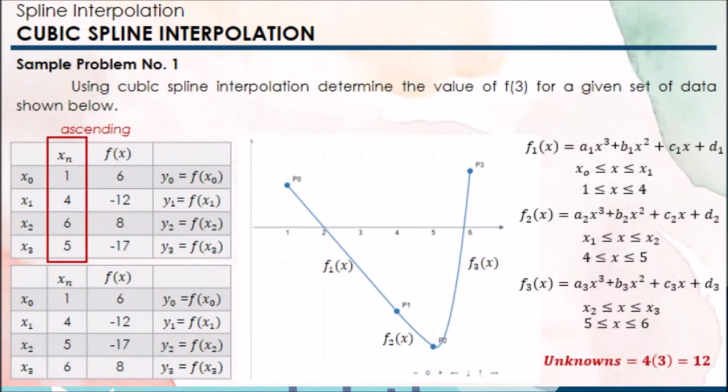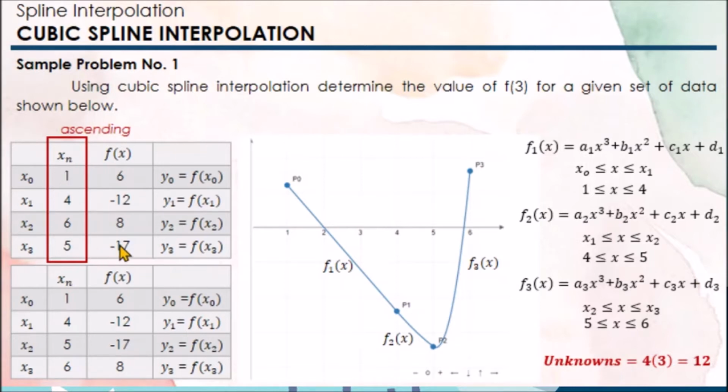So for us to understand this cubic spline interpolation, let's have this example. So sample problem number 1. So we have this table. So sabi dito, using a cubic spline interpolation, determine the value of f of 3 for a given set of data shown below.